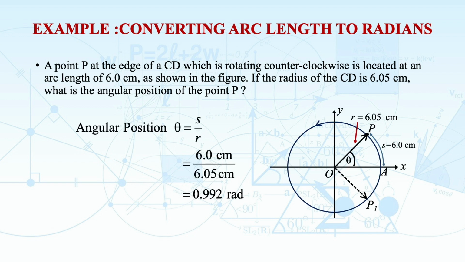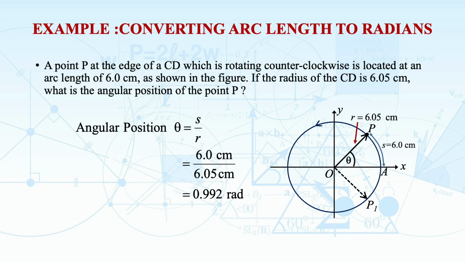We know that the angular position theta is nothing but S, which is the arc length, divided by R. Now, I have told you that the arc length is 6 centimeters, the radius of the CD is 6.05 centimeters, and if you divide the two, so you divide 6 by 6.05, you will get that the angular position theta is nothing but 0.992 radians. So basically in this question we have converted the arc length, which is a distance covered by the point P along the circular path, to an angular position theta, which is measured in radians. For this you have to know the radius of the circular path.